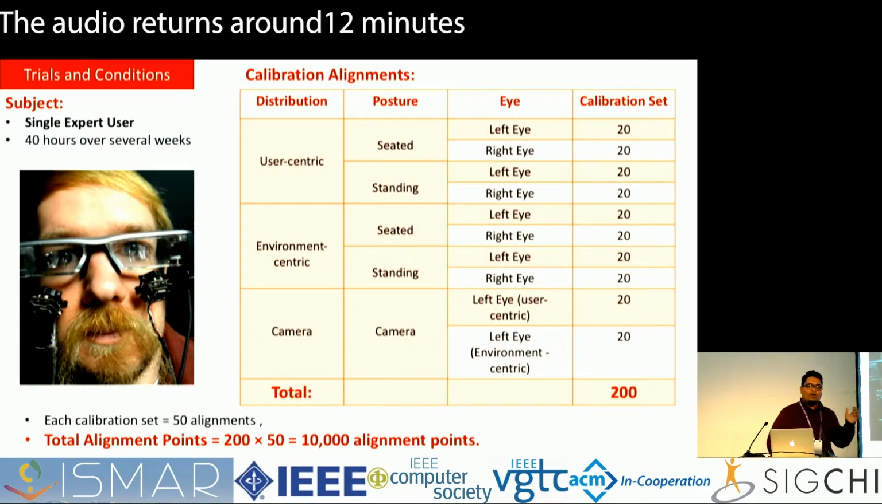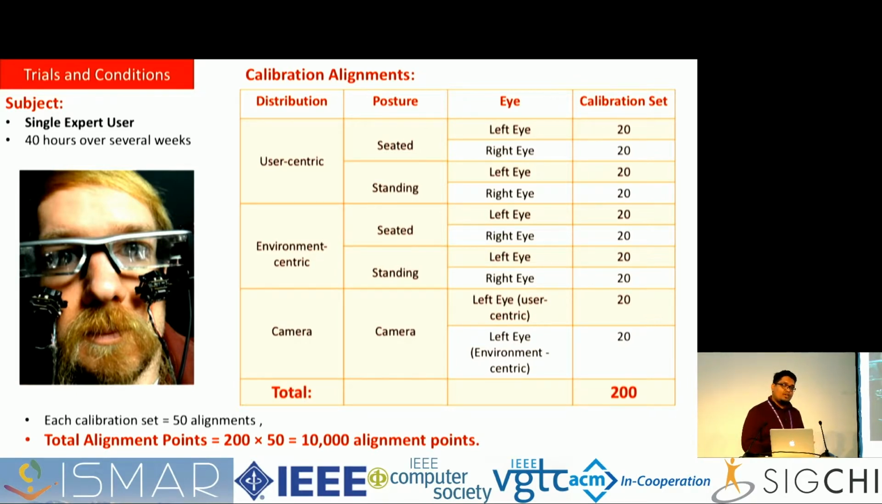This is the overall data collection of our result for the study. We have collected a total of 200 calibration sets of data, 20 calibration sets for each eye. Each calibration set has 50 elements. In total, we have collected 10,000 alignment points. And all 10,000 alignment points were collected by this expert user, who is the first author of this paper.